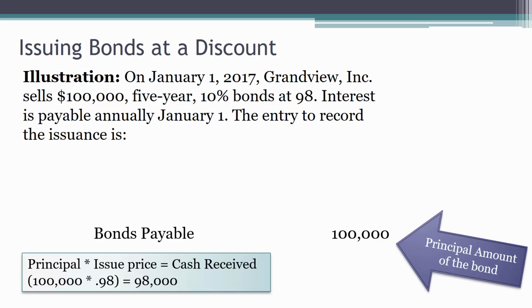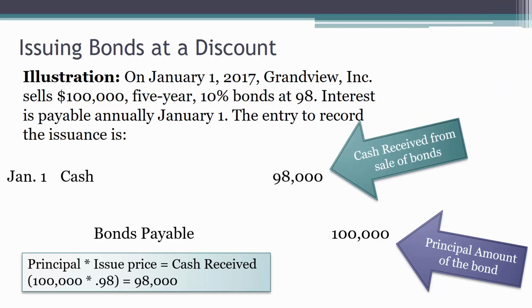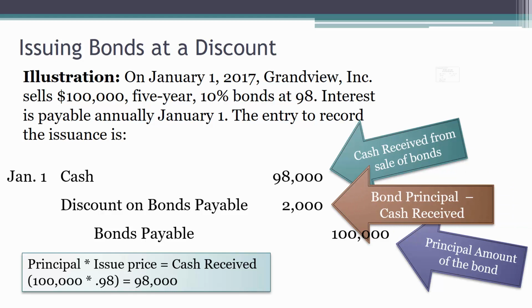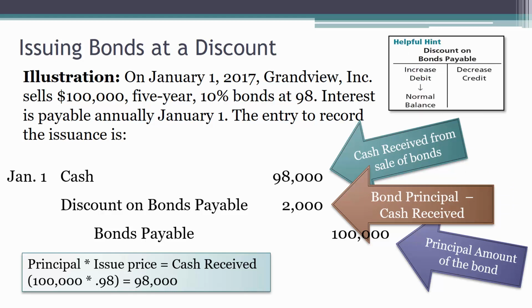Then we have to calculate our cash. So if our principal was $100,000 and it sold for 98% of that face value, then the actual cash that Grandview is going to receive is only going to be $98,000. And so that $2,000 difference then is recorded as a debit to an account called discount on bonds payable. And that discount on bonds payable is a debit normal balance because it offsets our bonds payable. It increases with a debit.